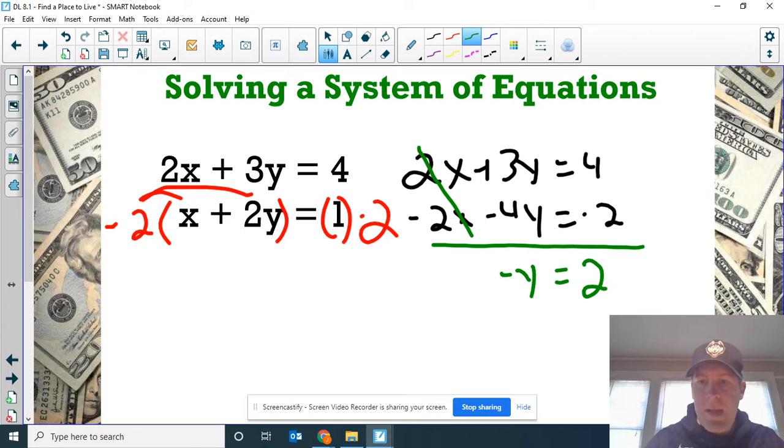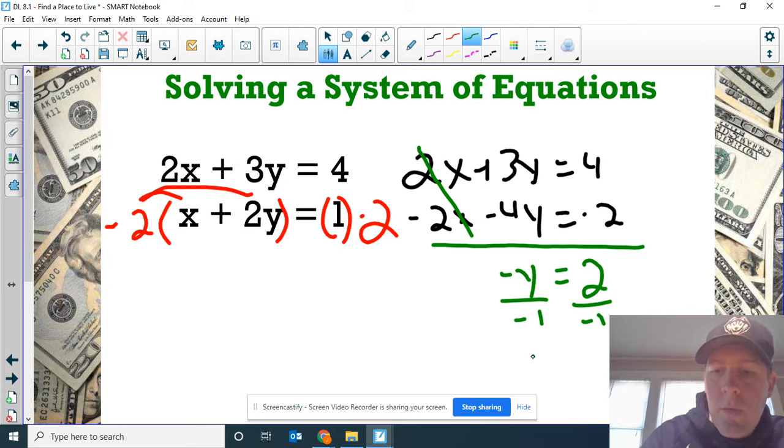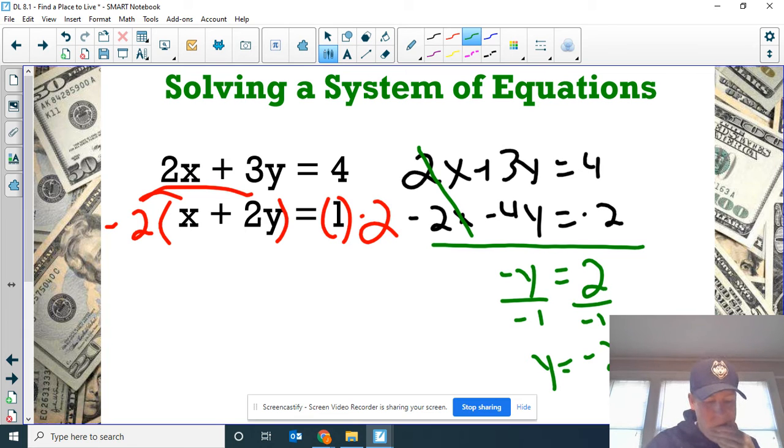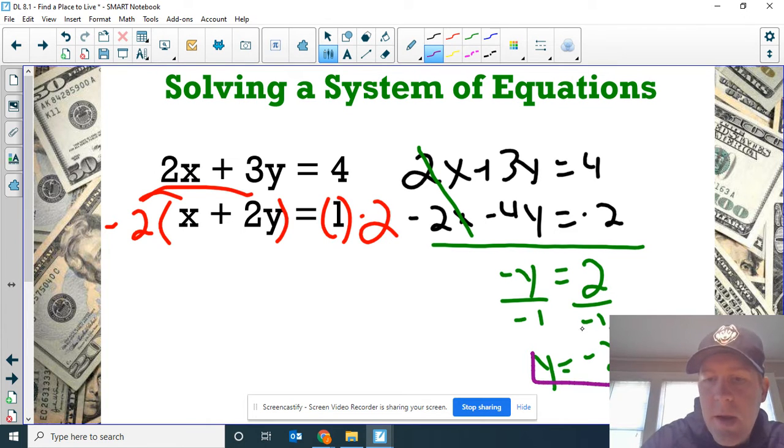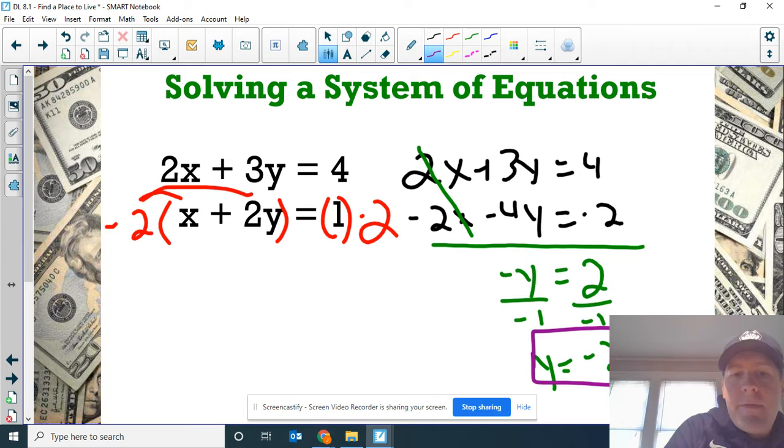Now last step. I'm going to get y by itself, so I can multiply or divide both sides by a -1. So y is going to be -2. Now, we can't just stop when we find the value of one variable. Now we're going to take this y equals -2, and plug it back into either original equation. So I'm going to plug it in for y in my bottom equation.